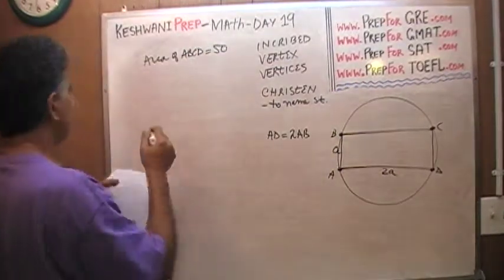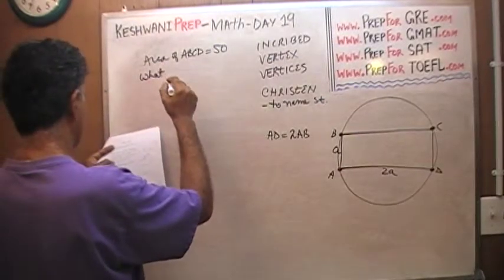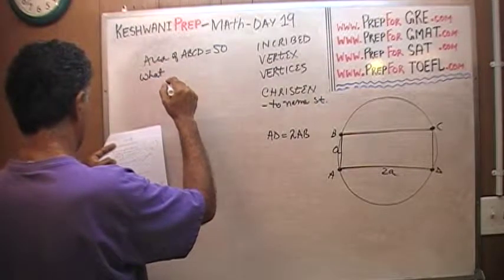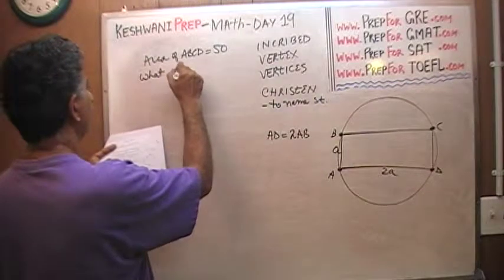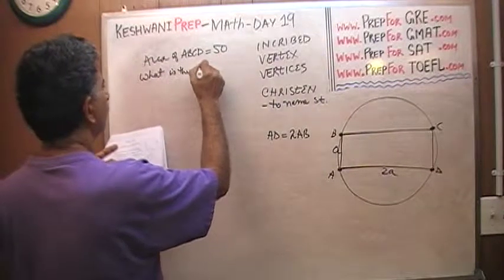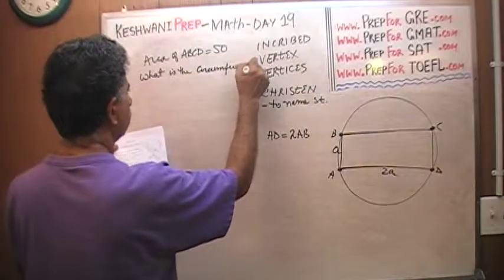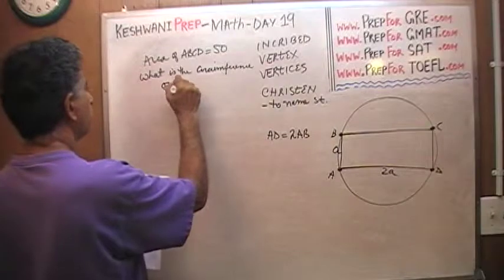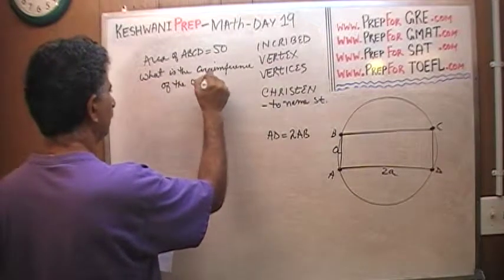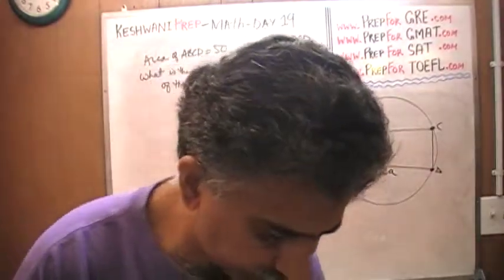And the question is very straightforward. The question is, what is the circumference of the circle? That's it, that's all there is. Very simple, very straightforward question.